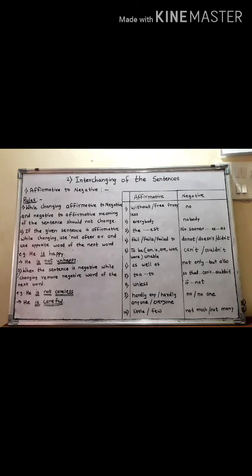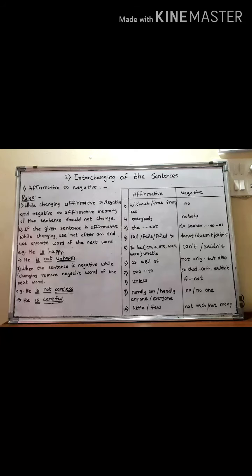Interrogative we can convert into assertive, imperative to assertive, assertive to imperative, exclamatory to assertive and assertive to exclamatory. All these four kinds of sentences we have to interchange. That is only interchanging of the sentences. In that, first we are going to see assertive sentence.